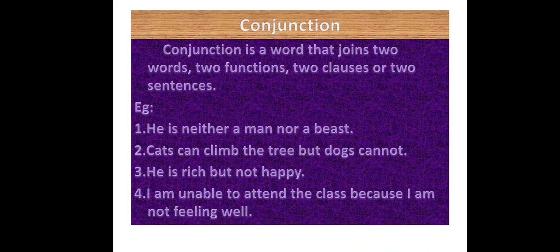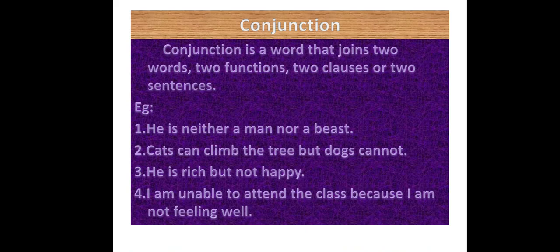Let us move to conjunctions. What is a conjunction? A conjunction is a word that joins two words, two functions, two clauses, or two sentences. Here we have to keep in mind that a conjunction sometimes joins two words in a sentence, or else joins two functions in a sentence, or some clauses, but sometimes it joins two sentences.